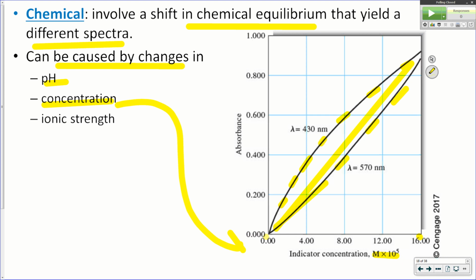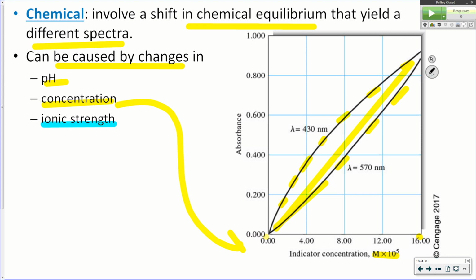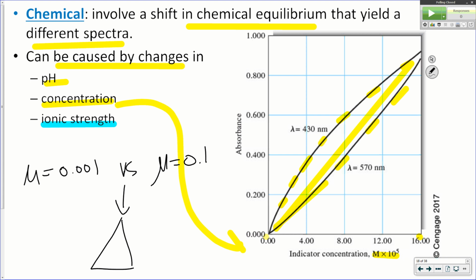Something we talked about last semester is the influence of ionic strength. The ionic atmosphere influences the extent of an equilibrium. So if you made an analysis in a sample that had a very low salt concentration versus one with a much higher salt concentration, you're going to see a shift in spectra. Comparing those two, there's going to be a difference, a shift in the spectra.